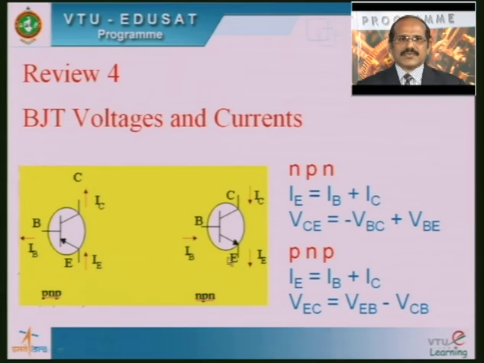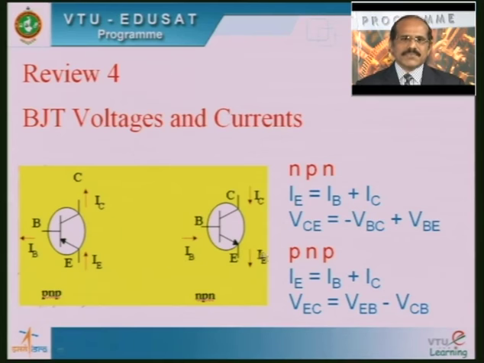Similarly, for the NPN transistor we have the emitter terminal, base terminal and collector terminal, with arrows indicating the emitter current, base current and collector current. The voltage between base and emitter is represented by VBE, that between base and collector by VBC, and the voltage across collector to emitter by VCE. If you apply KVL, we get VBE equal to VCE plus VBC, and from that we can deduce VCE equals VBE minus VBC.